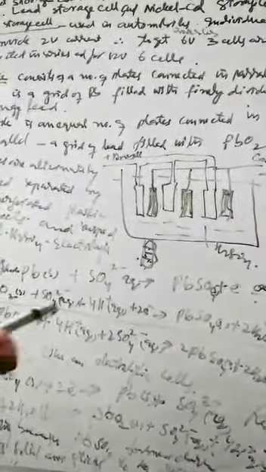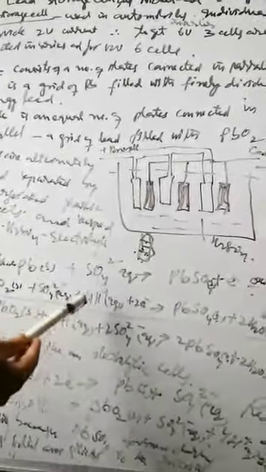We can see here that sulfate and hydrogen ions are actually consumed. It means that after some time the density of the sulfuric acid falls, and we need to recharge it. We also need to add fresh sulfuric acid after some time.